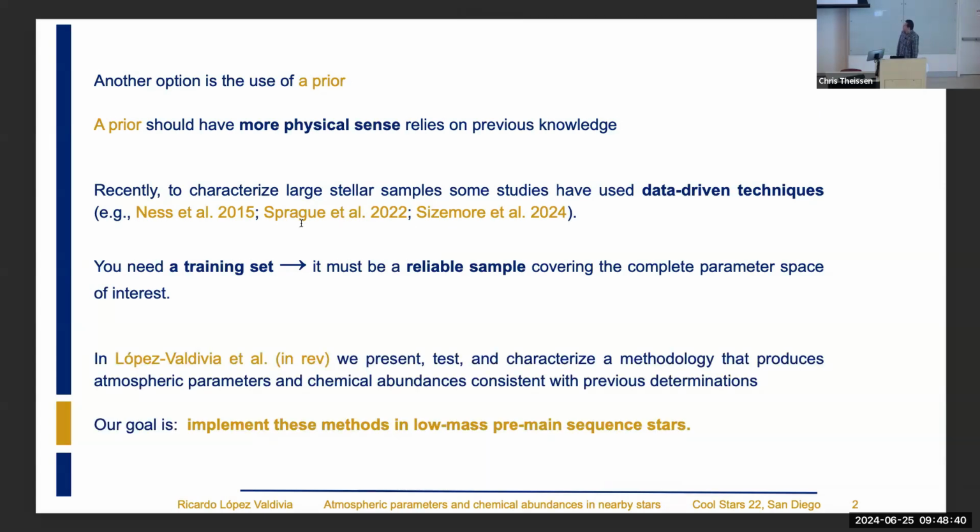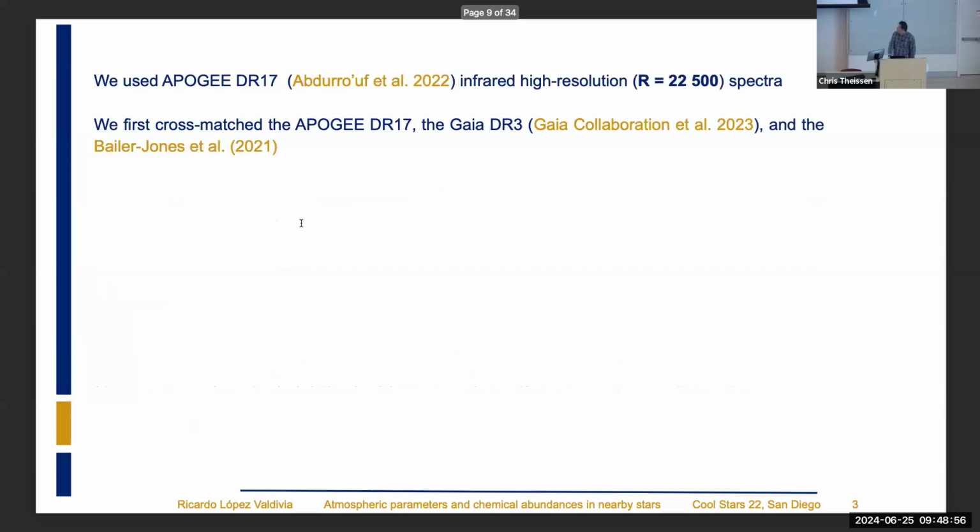The talk is based on a work that is under review right now. We present, characterize, and test a methodology that we want to apply to pre-main sequence stars. That's the main idea. The homogeneous characterization includes parameters and chemical abundances, and we are looking to at least have the same performance as previously published values.